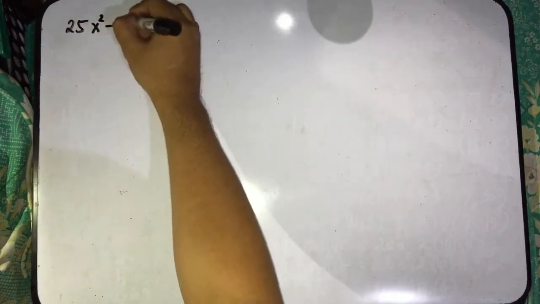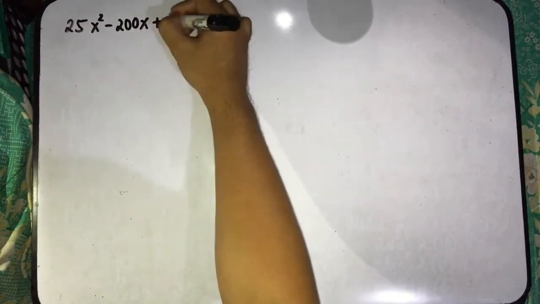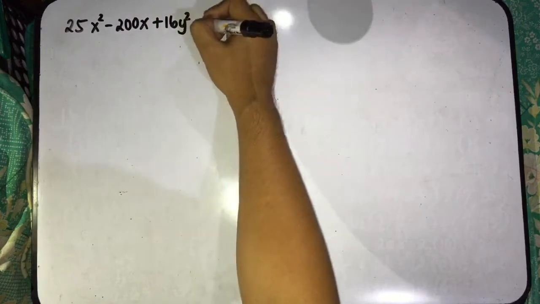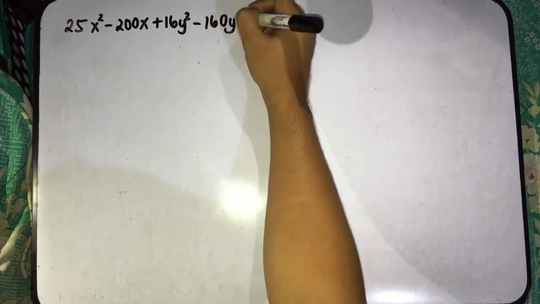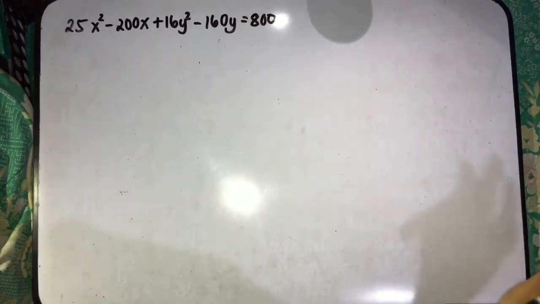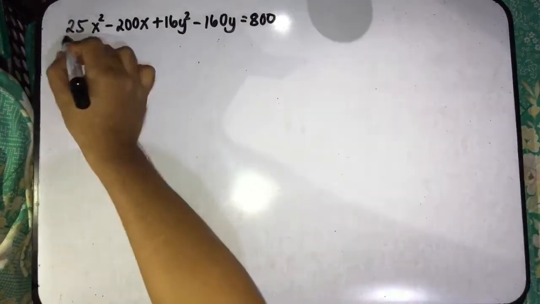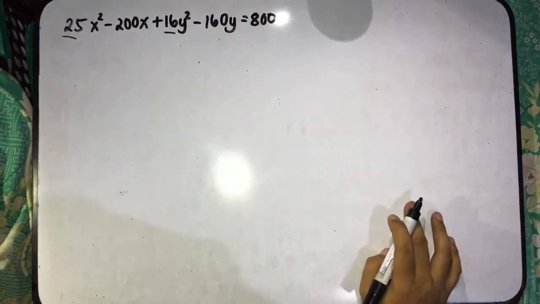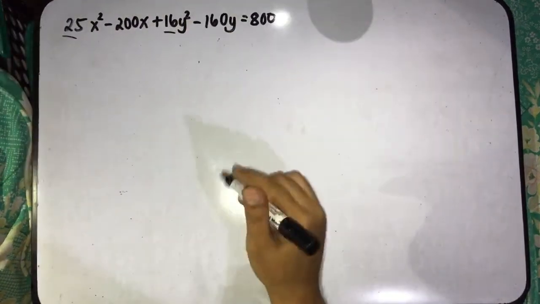Okay, so here is the example. 25x squared minus 200x plus 16y squared minus 160y is equal to 800. So, again, ang una mong gagawin, tingnan mo yung coefficients ni x squared and ni y squared. Yun kailangan yung ilalabas mo dun sa factor.